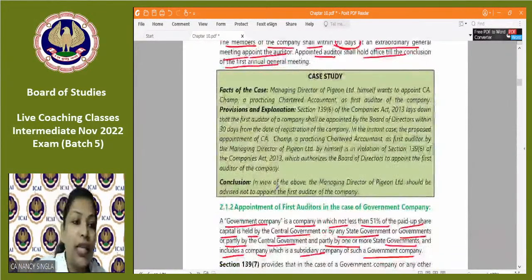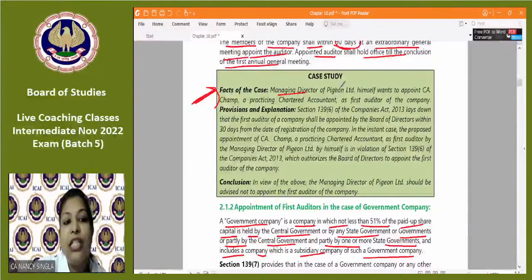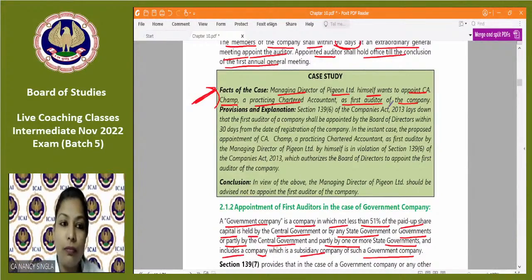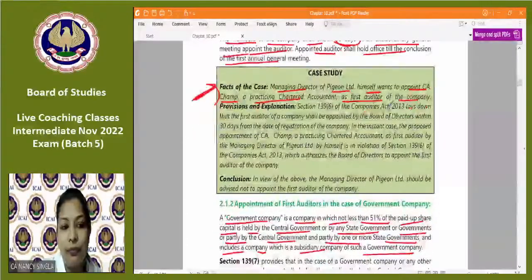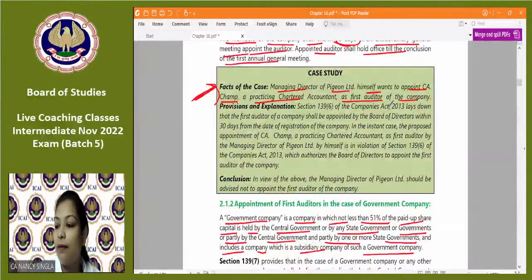ठीक है. Quickly go through this case study. Managing director of Pigeon Limited himself wants to appoint CA Champ, a practicing chartered accountant, as first auditor of the company. Is it right or wrong? Managing director appoint करना चाह रहे हैं alone. He wants to appoint the first auditor of the company.